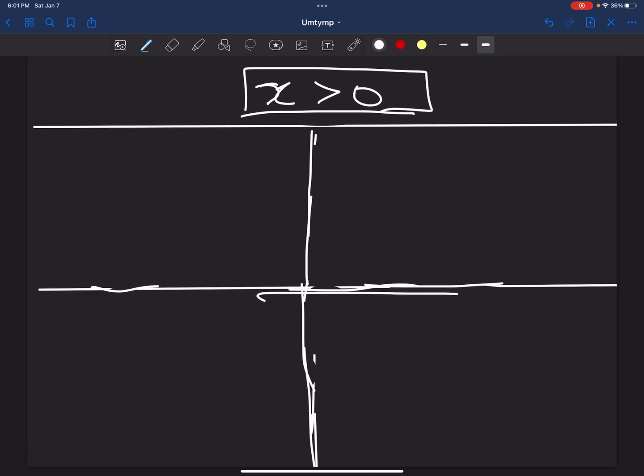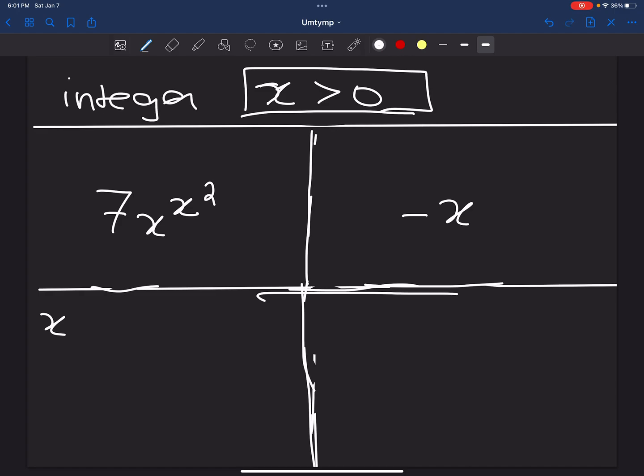So now we have to compare the two results. So 7x to the power of x squared and negative x. And in order to solve this, we can just substitute a bunch of values or do another approach, but I'll get to that after we do substitution. So remember that it has to be positive. I did mention that earlier. Sorry, it has to be an integer, and it has to be positive at the same time.